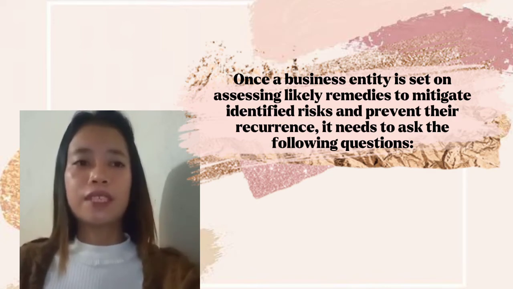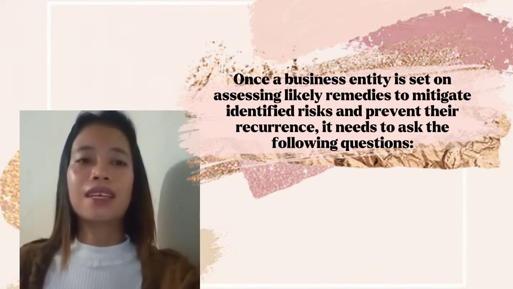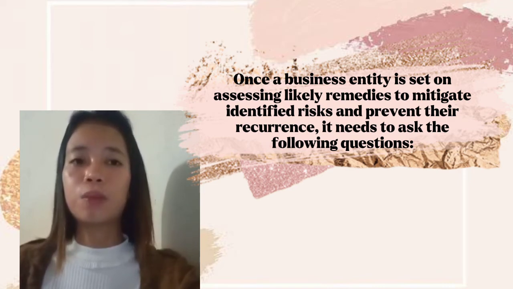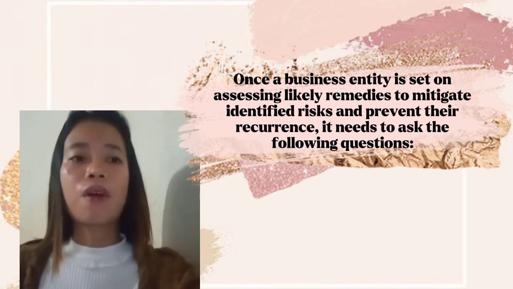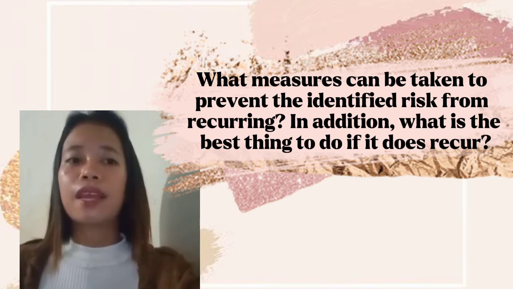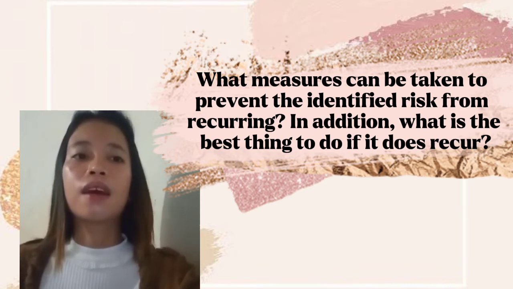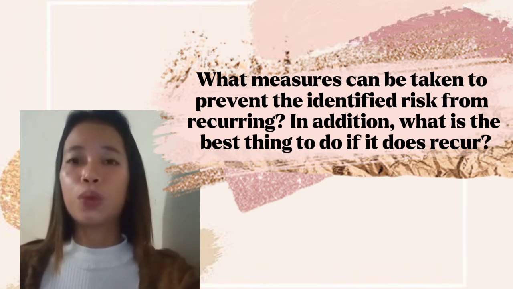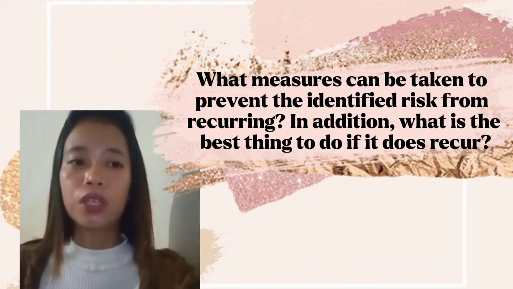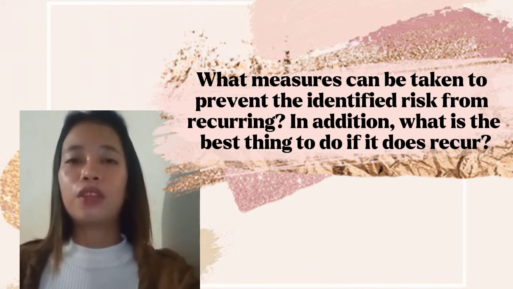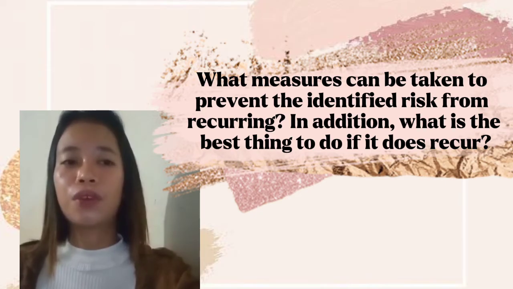Third, develop an appropriate response. Once a business entity is set on assessing likely remedies to mitigate identified risks and prevent their recurrence, it needs to ask the following questions. What measures can be taken to prevent the identified risk from recurring? In addition, what is the best thing to do if it does occur?